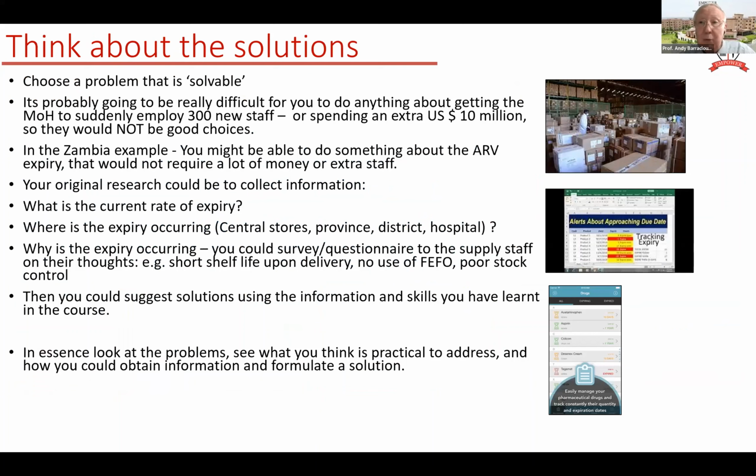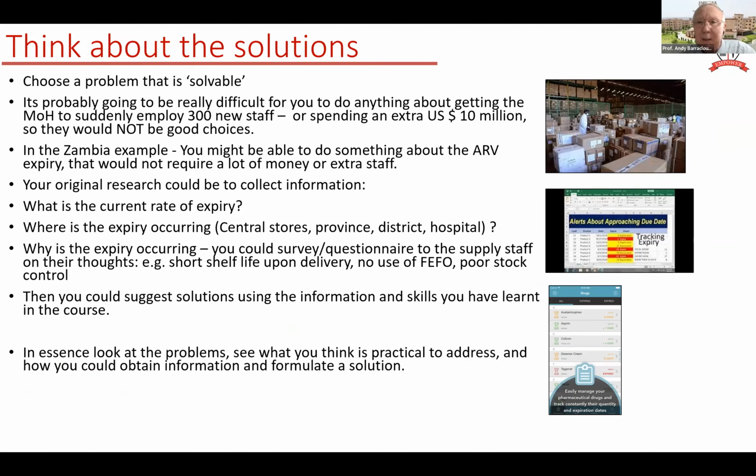Think about the solution. So you've got a problem, expiry rates. What are we going to do about it? If I need to recommend 300 new staff and $10 million, frankly, there's not much chance the Ministry of Health is going to agree. So try and think about a solution which is practical. Even if it's a very big problem, I could take it in little stages. I could take the solutions 1 step at a time.